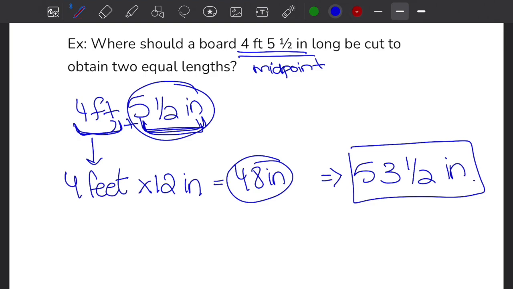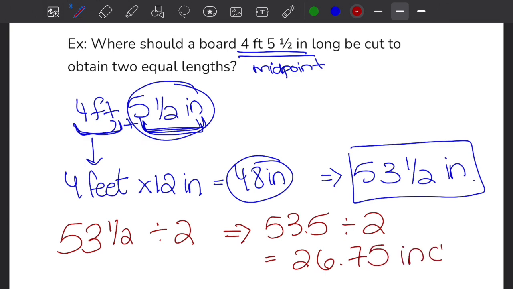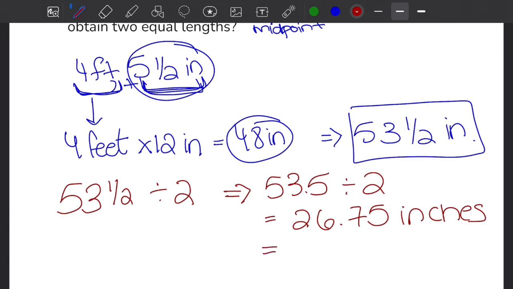So I'm going to take 53.5 and divide it by 2. So 53.5 divided by 2 is equal to 26.75 inches.